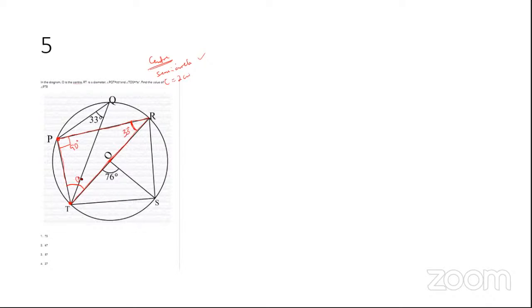So if you call this angle A, then you can actually say that A plus 90 plus 33 equals 180. A equals 180 minus 123. That would be 57. That's the value of A. So that's the solution to that one. So A is 57. That's the answer to that.